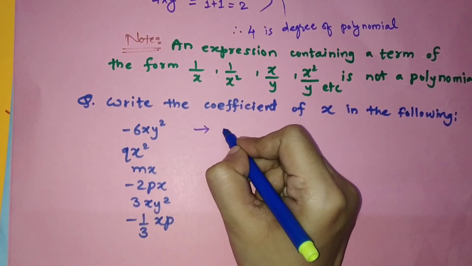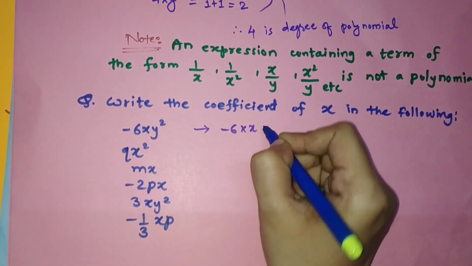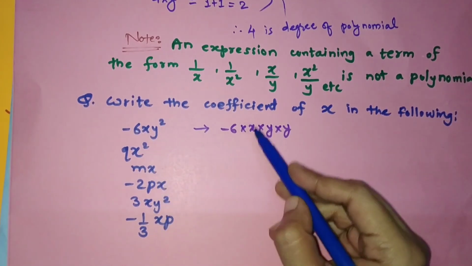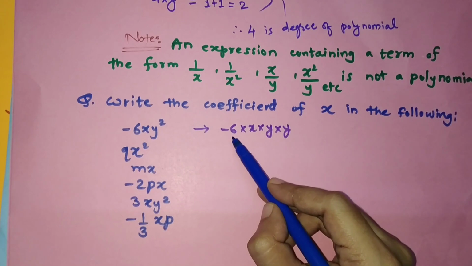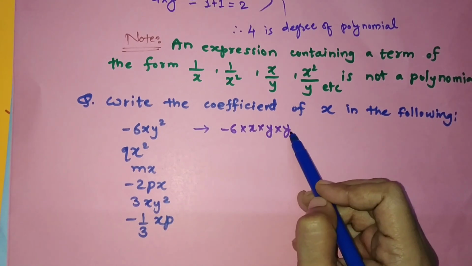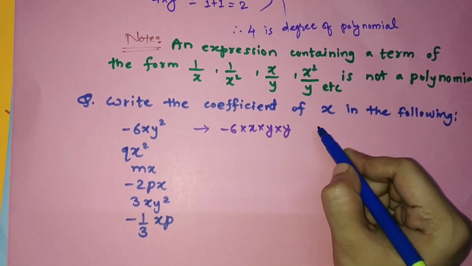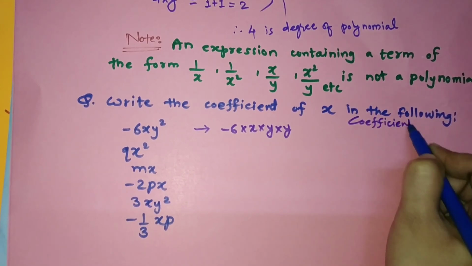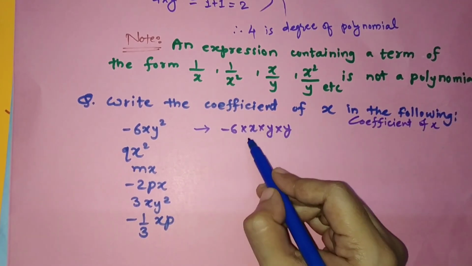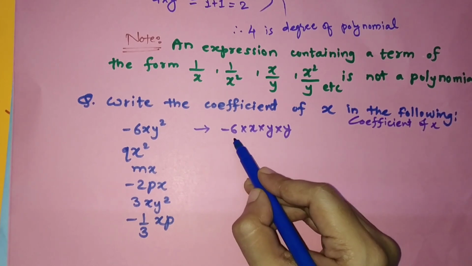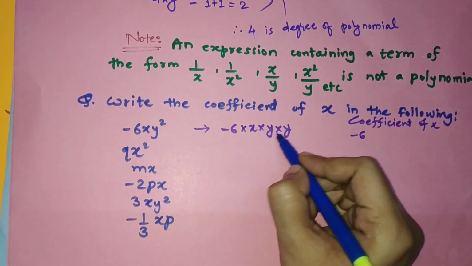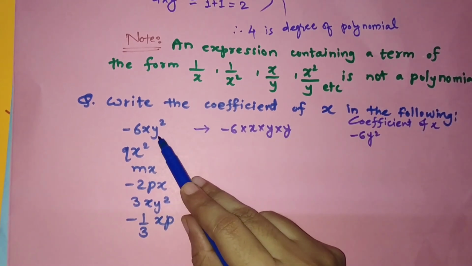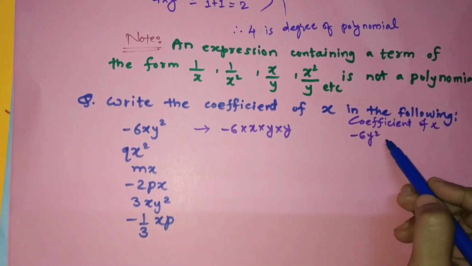Let me explain again: here minus 6 into x into y square. Actually this term is formed by the multiplication of these factors, minus 6 multiplied by x multiplied by y multiplied by y. So when asked to find the coefficient of x here, you can say what is multiplied by x here. It is minus 6 and this y square. So in this case, the coefficient of x is minus 6y square.